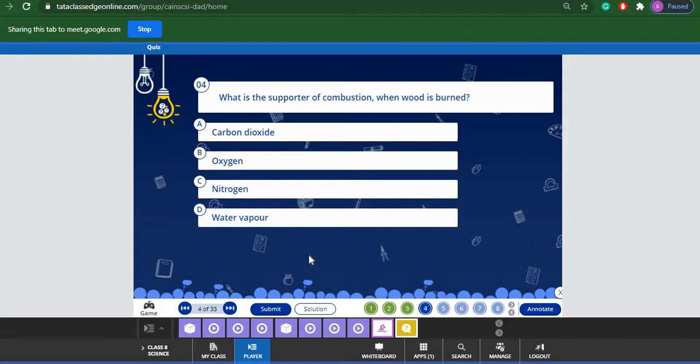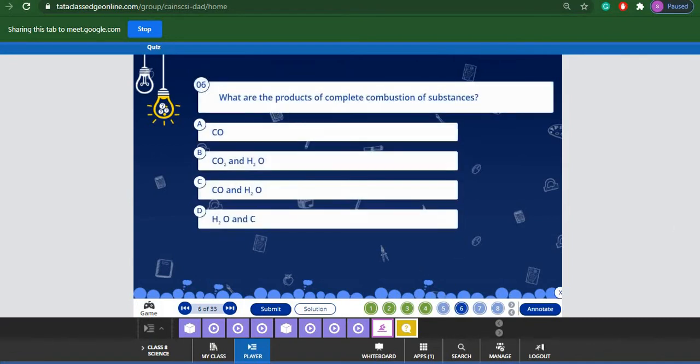Question 4. What is the supporter of combustion when wood is burned? Now I think all of you know which one will be the answer. Tell me first. Sir, oxygen. Yes, it will be oxygen. Very good. Next one. This one. Try. Tell me.